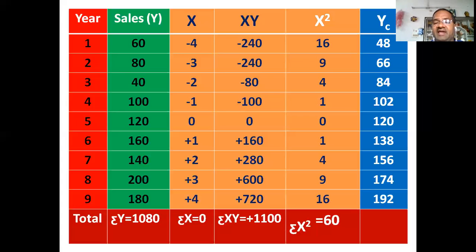Next go to the X square. What is X square? X into X. So -4 into -4.